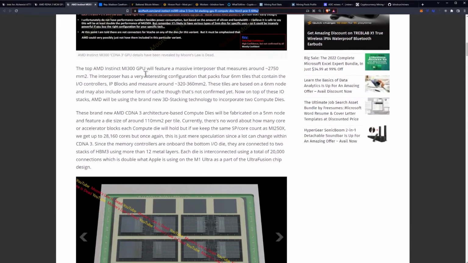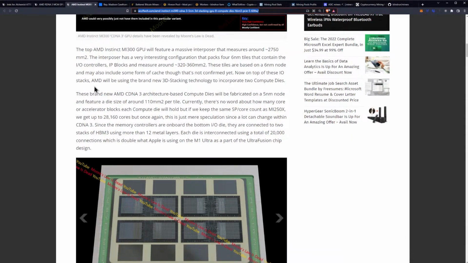The top AMD Instinct MI300 GPU will feature a massive interposer that measures around 2750 millimeters squared. The interposer has a very interesting configuration that packs 4 6-nanometer tiles that contain the I/O controllers, IP blocks, and measured around 320 to 360 millimeters squared. These tiles are based on 6-nanometer node and may also include some form of cache, though it's not confirmed yet.